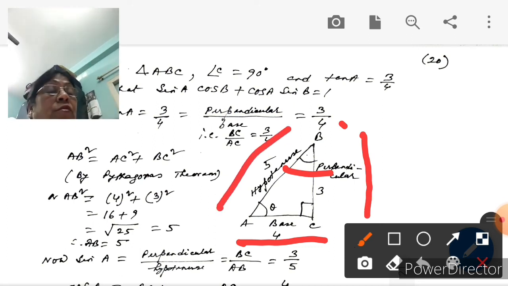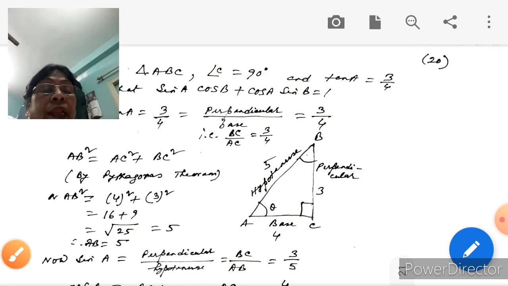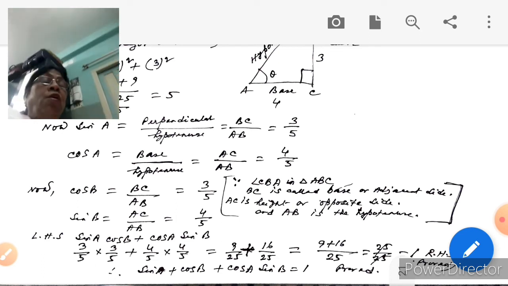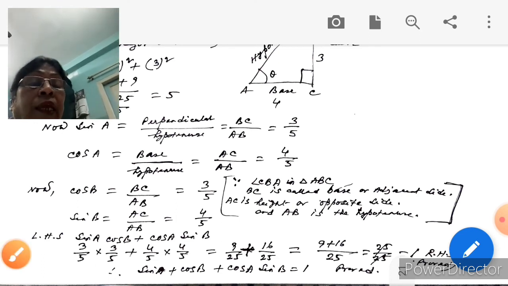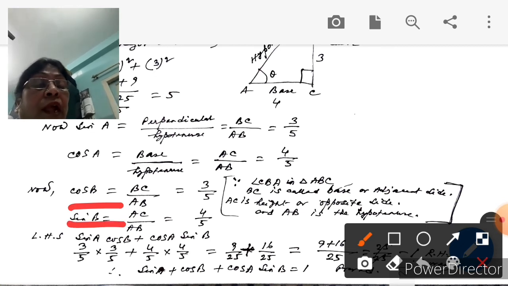You have to always keep this in mind, otherwise you will be confused. So, when we are going to find the value of cos B, the base and perpendicular will both be different.